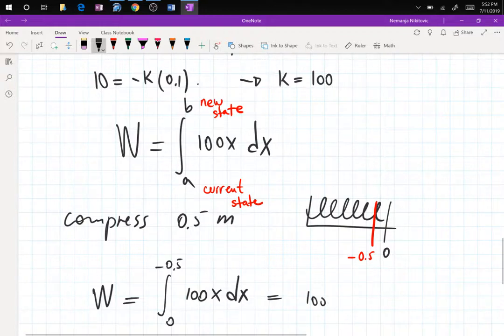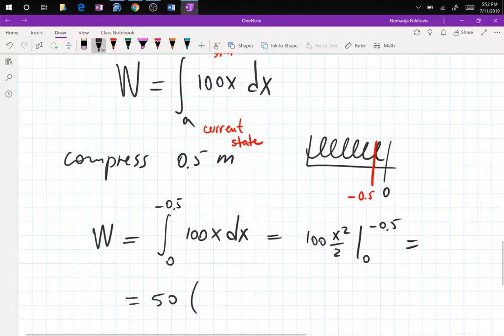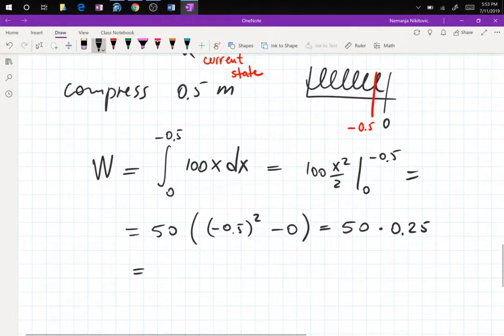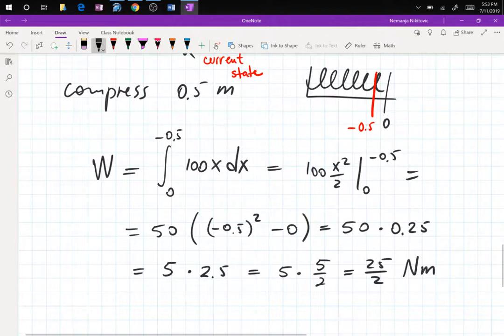So now the integral is 100x squared over 2 from 0 to negative 0.5. This is 50 times negative 0.5 squared. See, the negative sign is going to die. Minus big fat zero, no one cares. So it's going to be 50 times 0.25, which is 5 times 2.5. This is 5 times 5 halves, 25 over 2 newton meters for work.